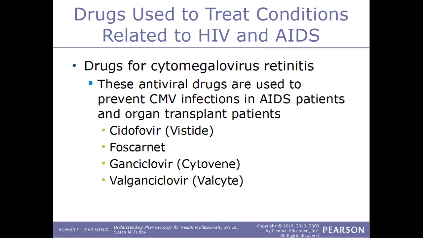patients with HIV. And the drugs that are listed here are used to prevent CMV infections in AIDS patients and also patients with organ transplants. And examples of these kind of drugs would include cidofovir, known by the brand name Vistide; foscarnet; ganciclovir, also known by its trade name Cytovine; and valganciclovir, known by its trade name Valcyte.